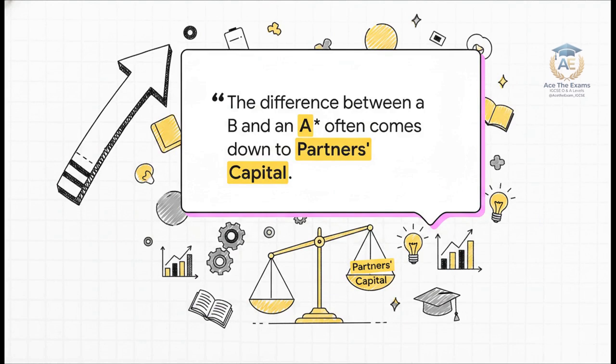Okay, let's dive right into this quote. The difference between a B and an A star in accounting often comes down to how well you understand partners' capital and current accounts. Now, that is a direct insight straight from the syllabus parameters and senior examiners. This single topic acts as a massive filter on exam day. It literally separates the students who have just sort of memorized textbook entries from the true scholars who can structurally adapt to really complex, unfamiliar financial scenarios. We're here to make absolutely sure you land firmly in that top-tier category.